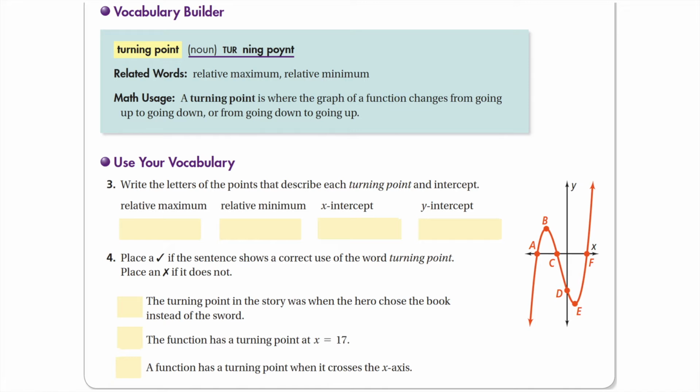We always will have those points at which it changes direction that we can kind of relatively call a max or a min. Alright? A turning point is where the graph of the function changes from going up to going down, or from going down to going up. In other words, it kind of makes that little 180 turn, that little spin around. Alright? Write the letters of the points that describe each turning point in the y-intercept.